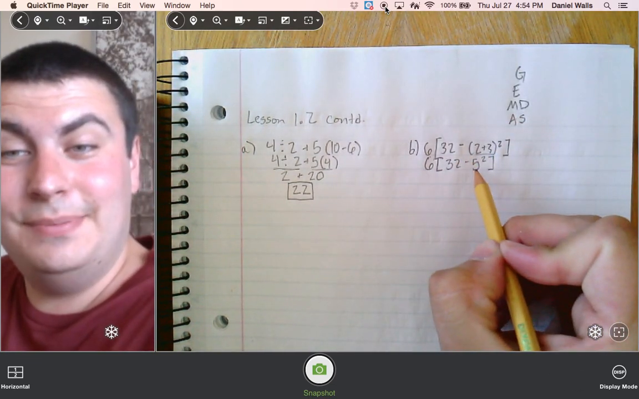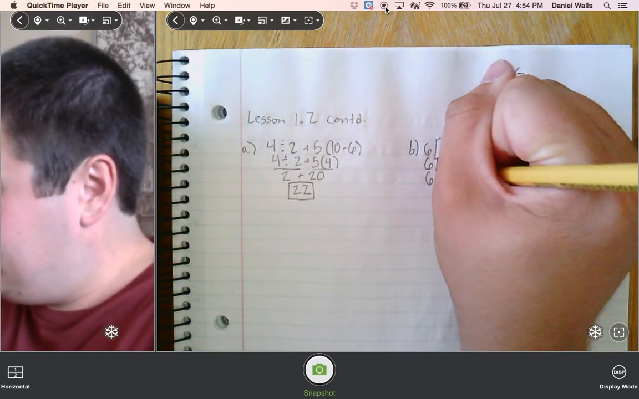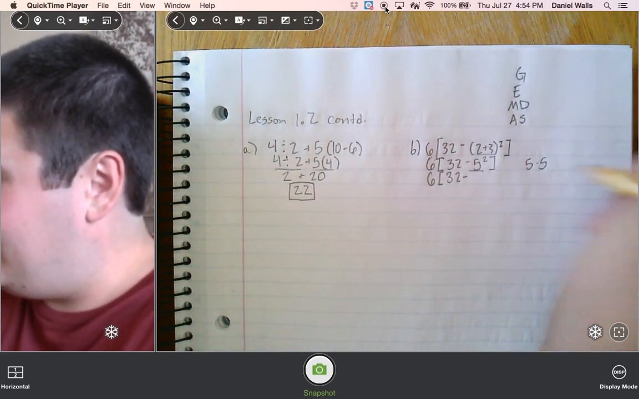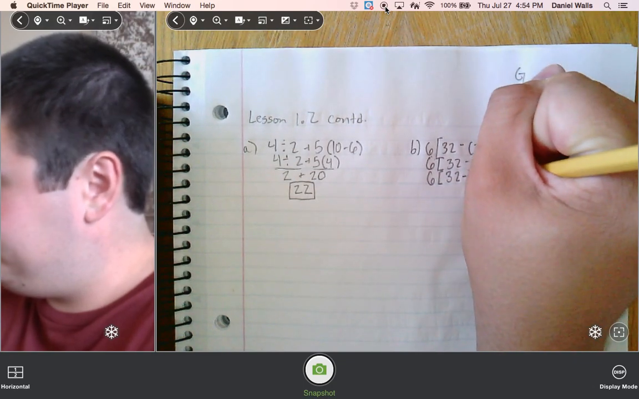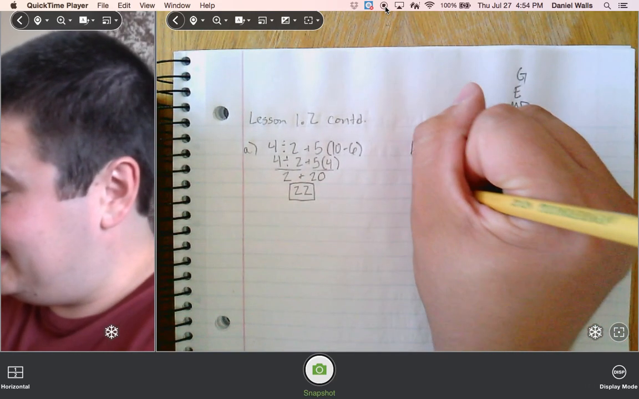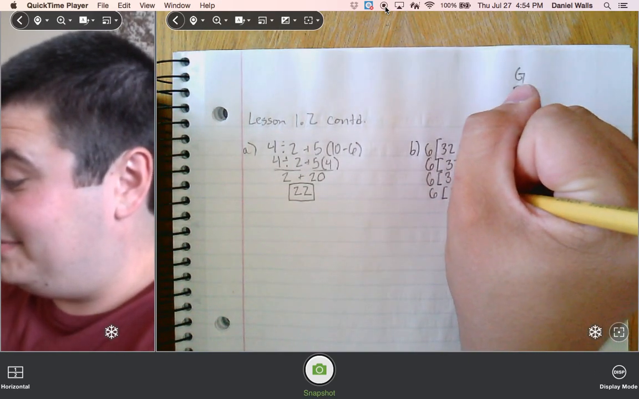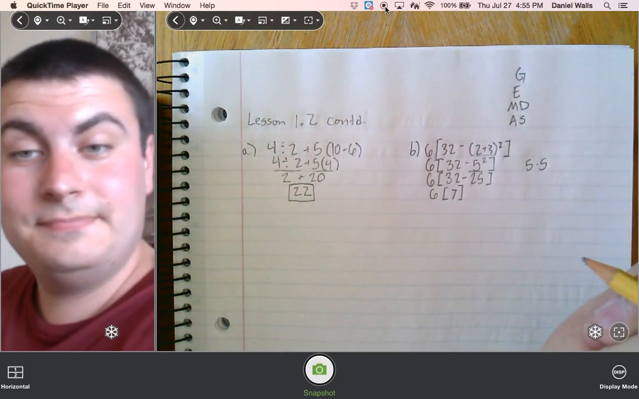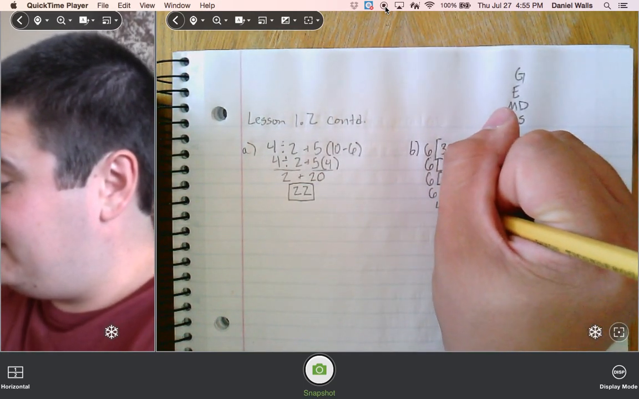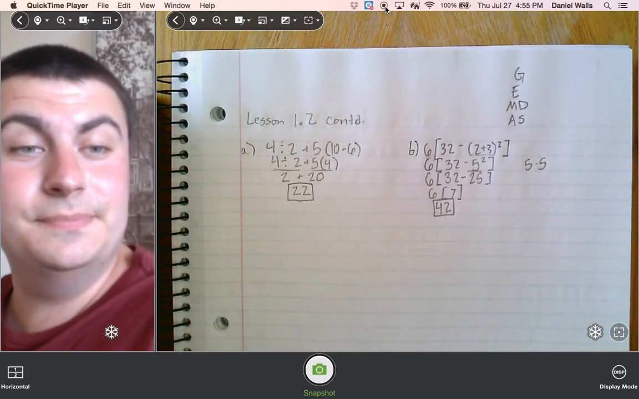So now inside this grouping, we've got to take care of this exponent right here. So we're going to have 6 times the group, 32 minus 5 squared, or 5 times 5, which is 25. I'm now going to simplify inside this group, so 6 times the group, 32 minus 25 simplifies to 7. And now I have multiplication on its own, 6 times 7, for a simplified value of 42.